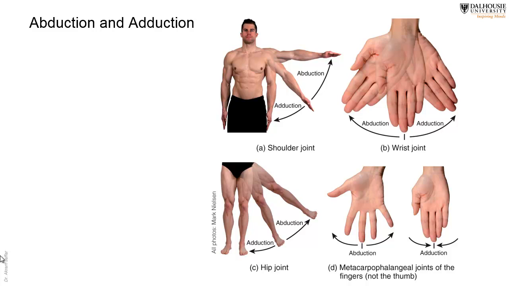Okay, so it is a biaxial joint. It's not a single axis, it is a biaxial joint. Again, I repeat that adduction is movement toward the midline, and abduction is a movement away from the midline.